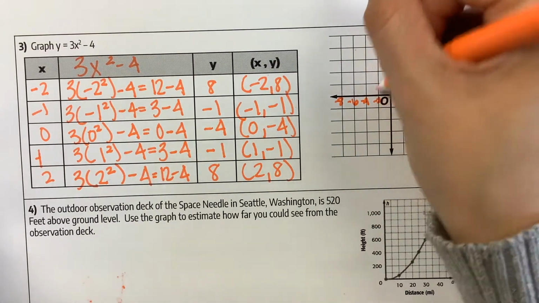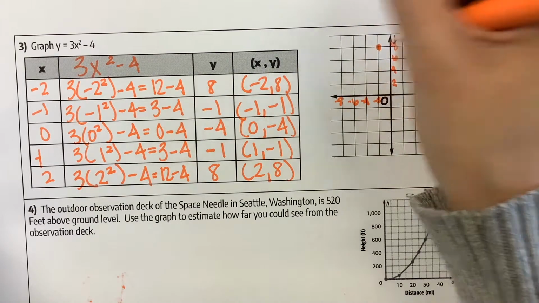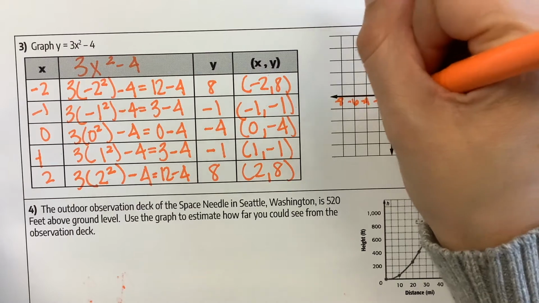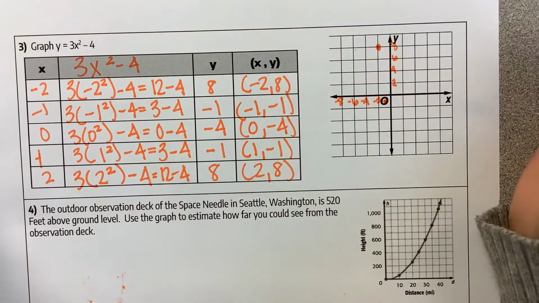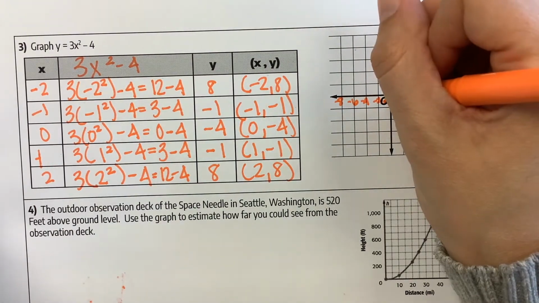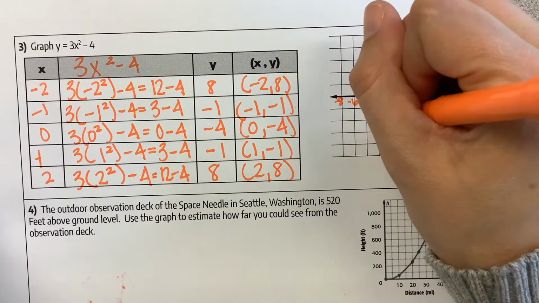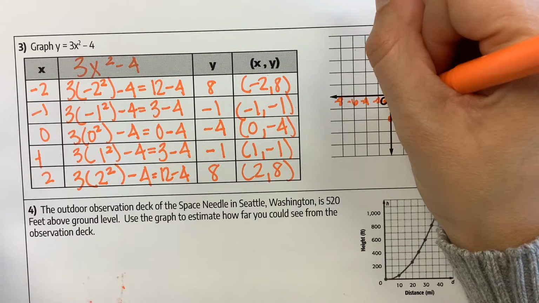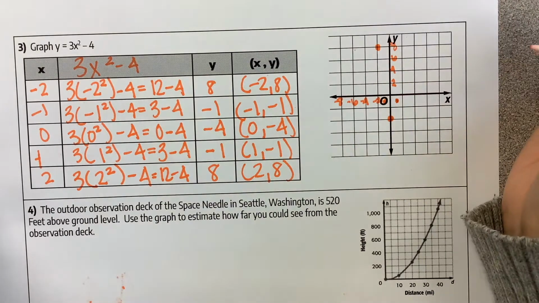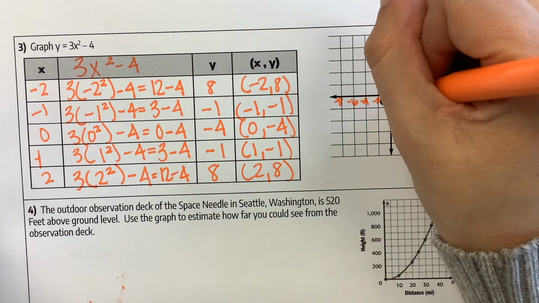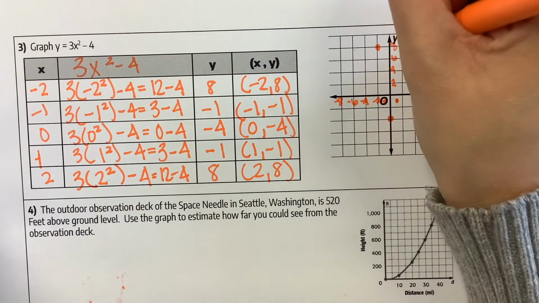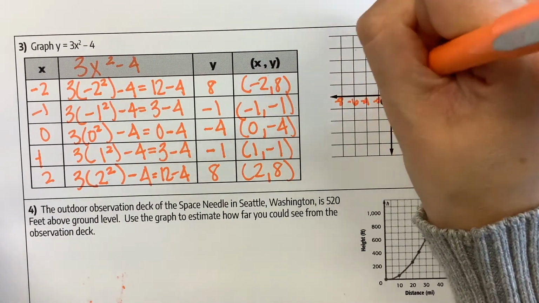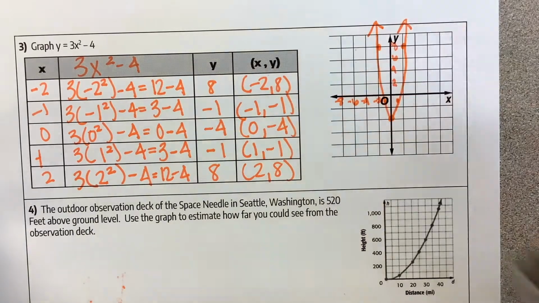So -2, +8. -1, -1 is going to be like right here. Then we've got 0, -4 is right here. And then 1, -1. And last but not least, 2, +8. So it looks something like that.